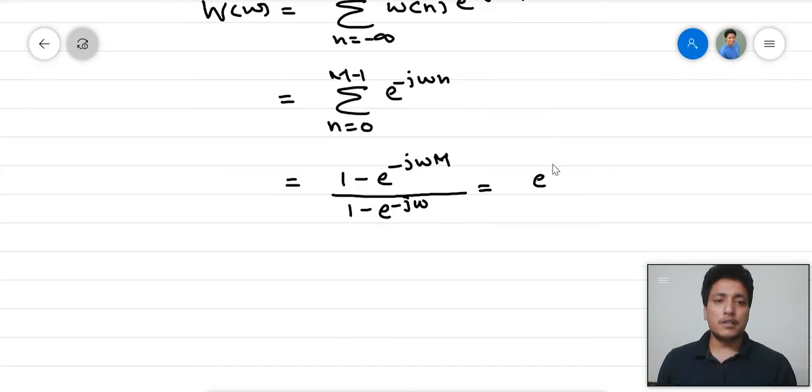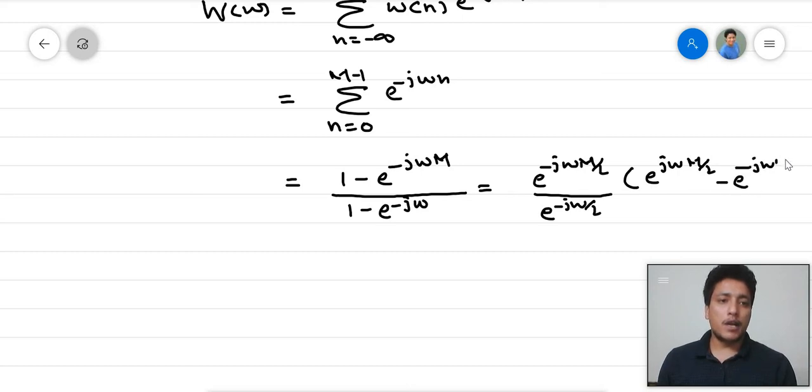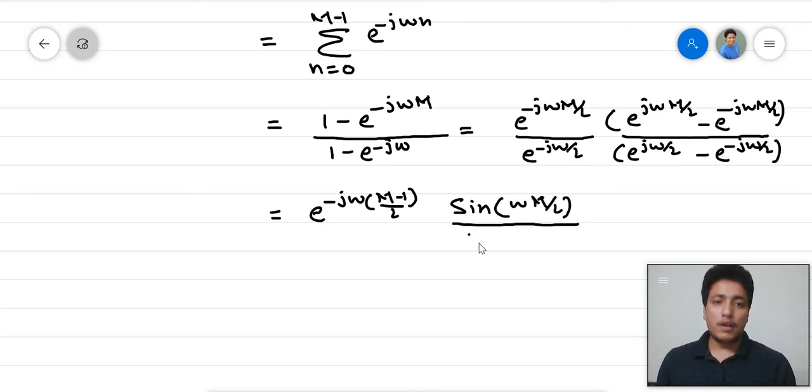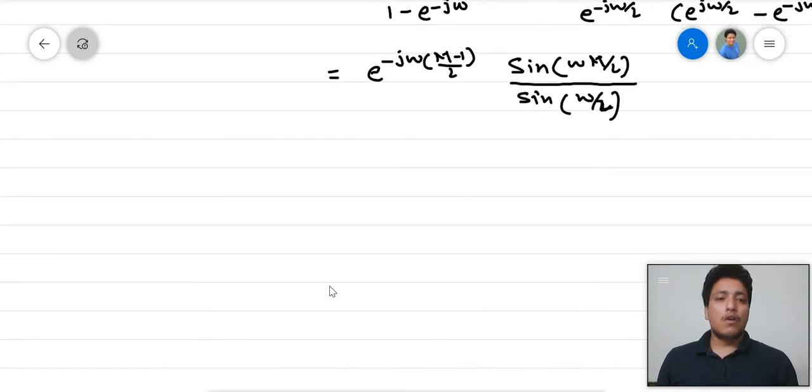If we take exponential minus j omega M by 2 common from the numerator and exponential minus j omega by 2 common from the denominator, it gives exponential j omega M by 2 minus exponential minus j omega M by 2 in the numerator, and exponential j omega by 2 minus exponential minus j omega by 2 in the denominator. These numerator and denominator forms can be further resolved into exponential minus j omega (M minus 1) by 2, times sine(omega M by 2) over sine(omega by 2). Now this is the frequency response of the window function.